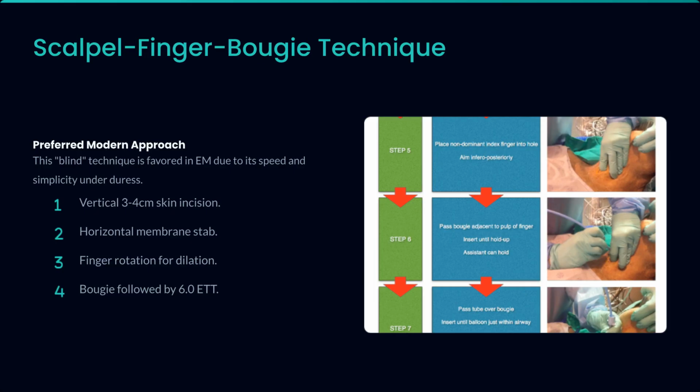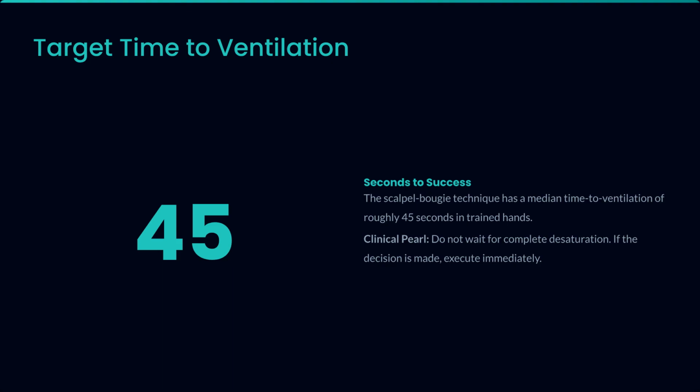The preferred modern approach in emergency medicine is the scalpel finger bougie technique. This involves a vertical skin incision, a horizontal membrane stab, finger dilation, and then passing the bougie followed by the ETT. The target time to ventilation is roughly 45 seconds in trained hands using the scalpel bougie technique. A clinical pearl: once the decision is made, execute immediately. Do not wait for complete desaturation.